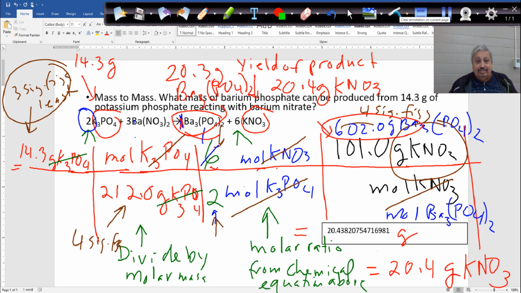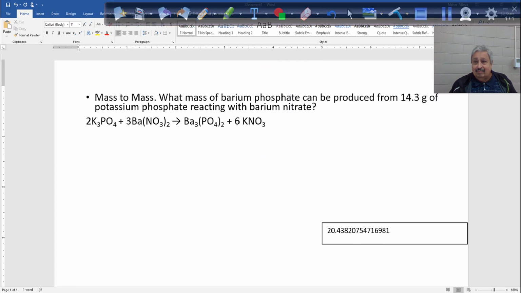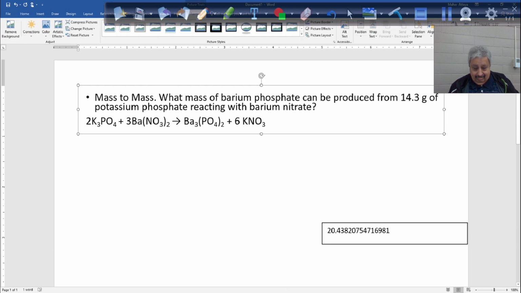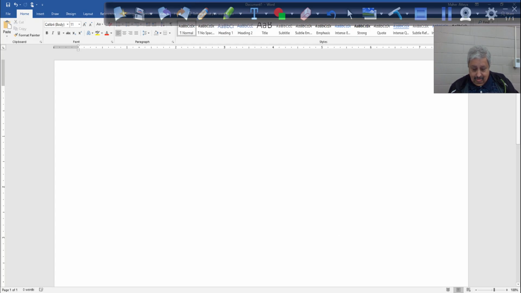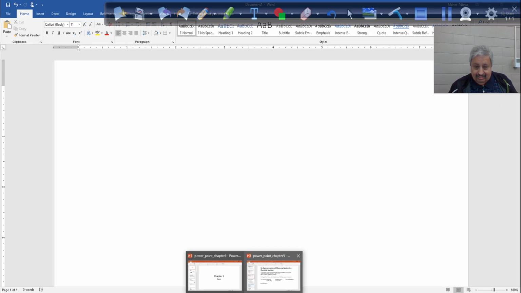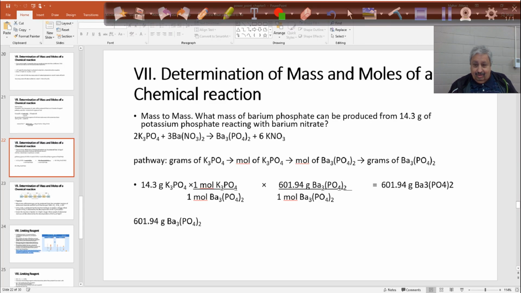Can I text one out? It looks very terrible. I apologize, but at least you get the idea. You are following me. So let's text one out, and let's go to the periodic table. Time is up for this one too. So let's go and look at what they have. Can you see that they have 601.94? So let's see if they got the answer.